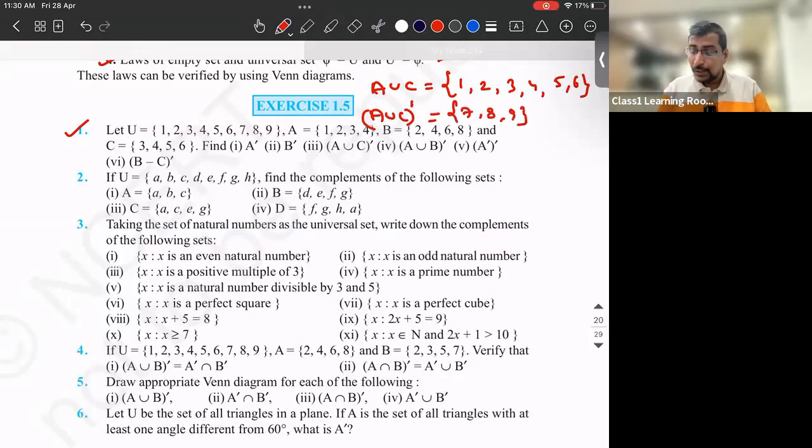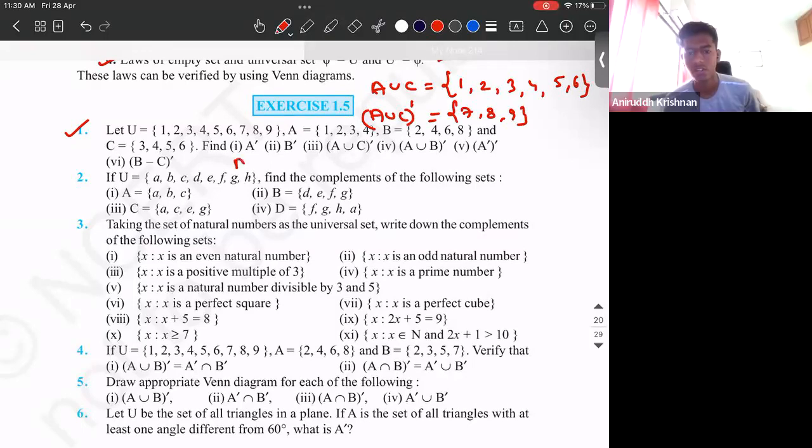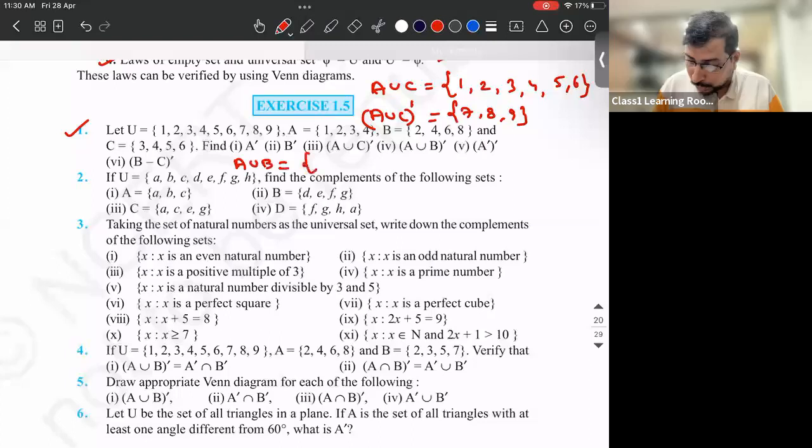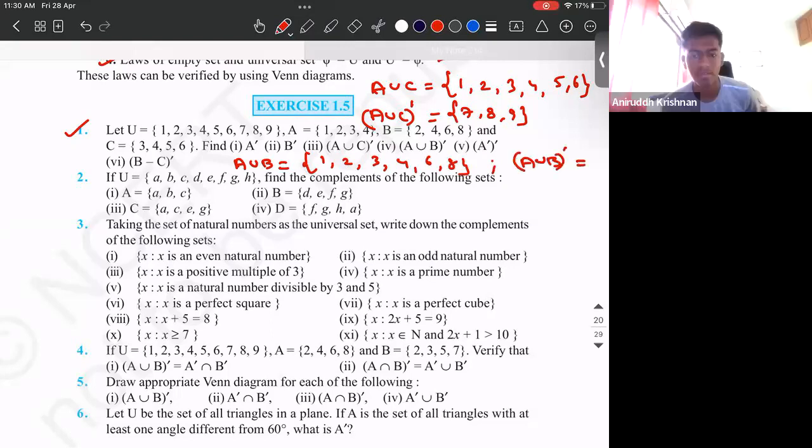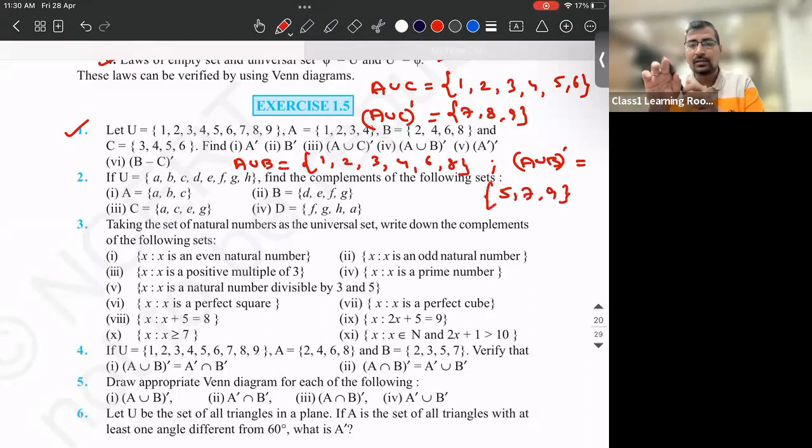So 7, 8, 9. A union B, the whole complement. A union B is 1, 2, 3, 4, 6, 8. So what is A union B, the whole complement? 5, 7, 9. Okay. See, since you're doing it for the first time, I did it like this.